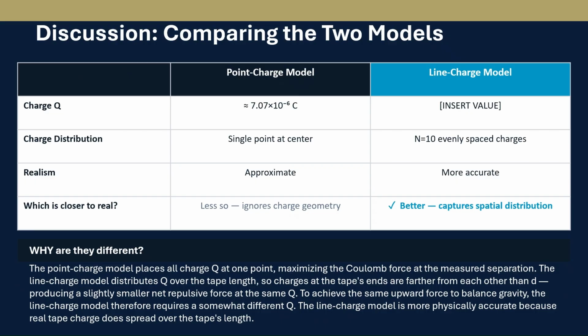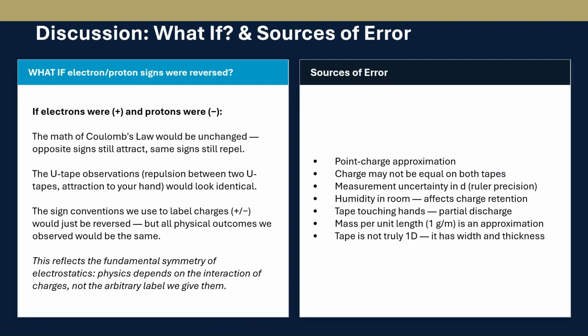Comparing the two models, the point charge model gave approximately 7.07 times 10 to the negative 6 coulombs. The line charge model gave a somewhat different value. The line charge model is probably more physically realistic since the real tape charge does spread along its length rather than just at a point, and it better captures how the geometry of the charge distribution affects electric force. So some what ifs. What if electrons were positive and protons were negative? Physics would just be identical with signs flipped.